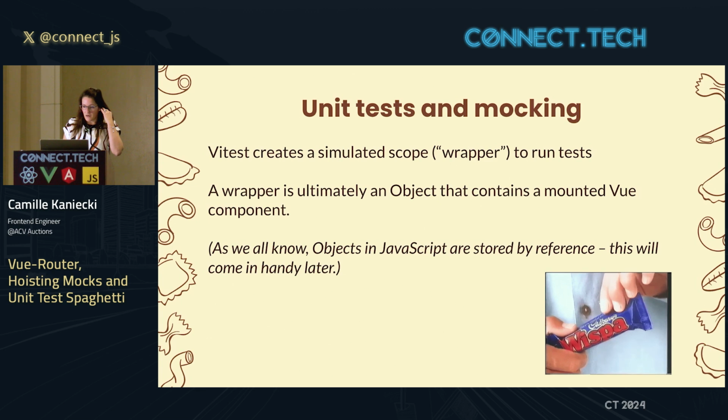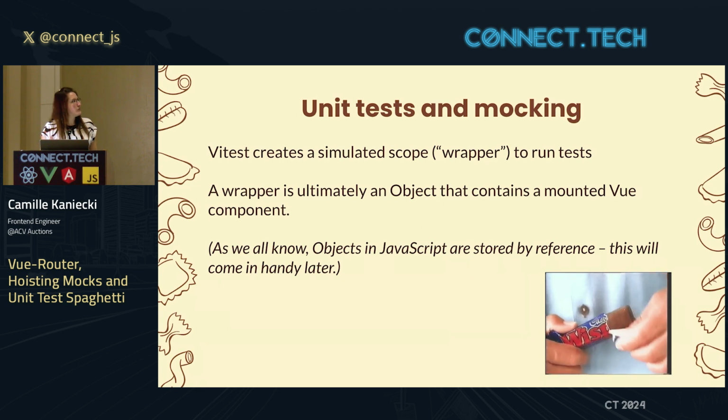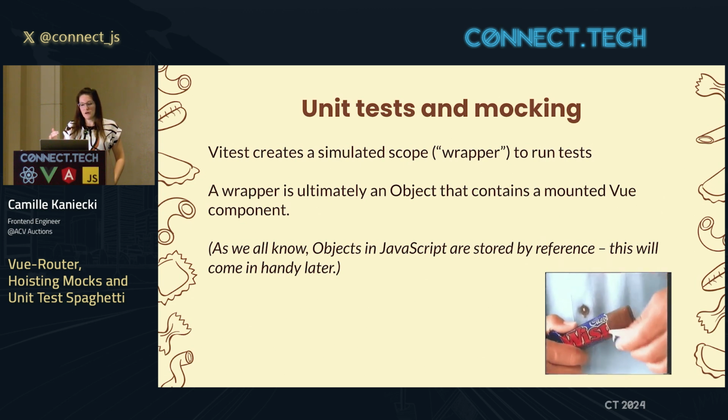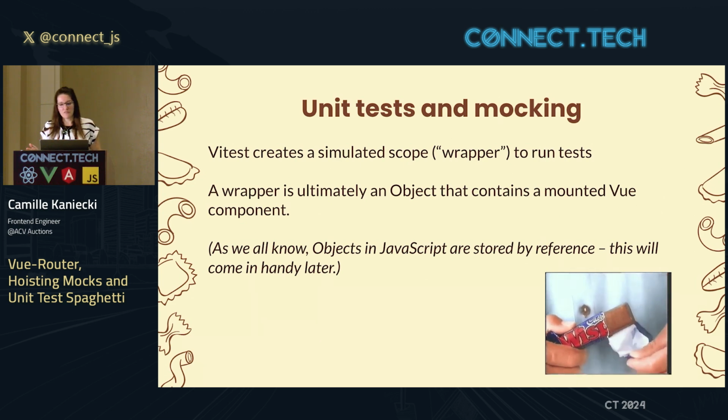So, you probably already know this. Vitest is going to create a simulated scope. We're going to call it a wrapper to run its tests. But ultimately, it's just another JavaScript object. It's an object that contains a mounted Vue component. And as you know, objects in JavaScript are stored by reference, not by value, and this will come in handy in a moment.